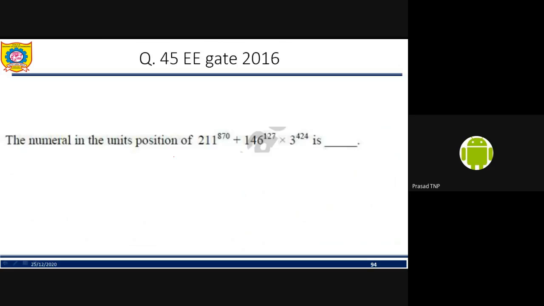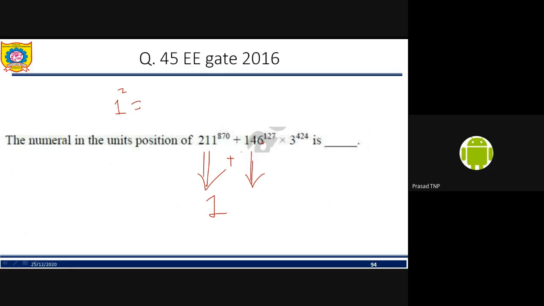The numeral in the units position of... Over here also we have to apply numerical approximation, because 211 raised to 870 is not easy. As I told you, if the unit digit is 1, then for any power, the unit digit in the answer will be 1 only, irrespective of the power. Now next is 6.